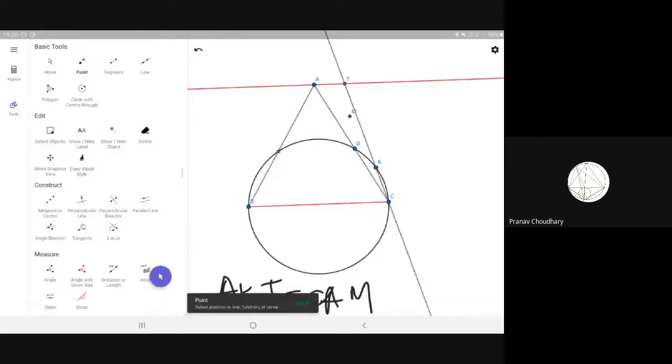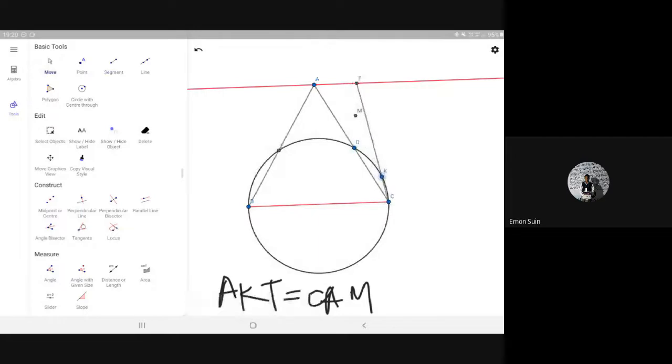Let this point be E, because why not? Then we reflect A over M. Okay, wait a second, I'll do that. Let's wait a bit for others.